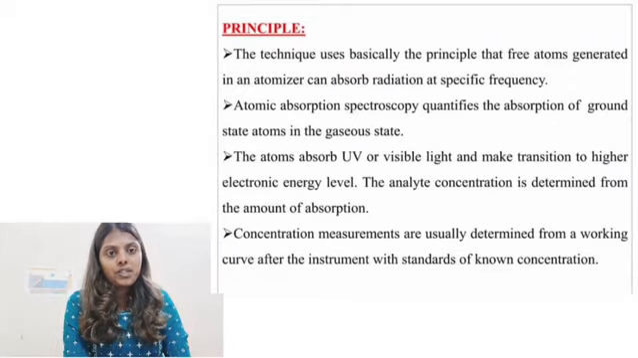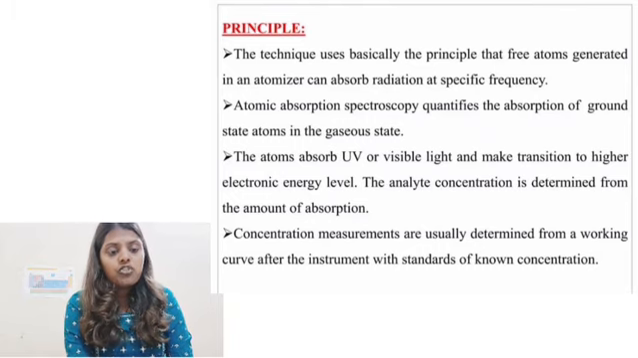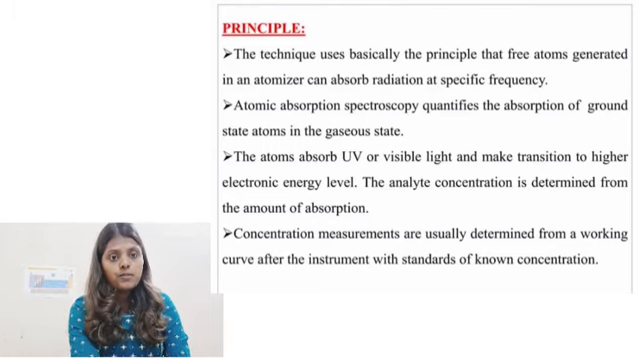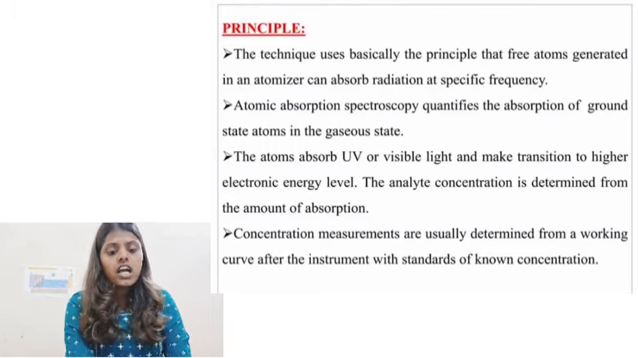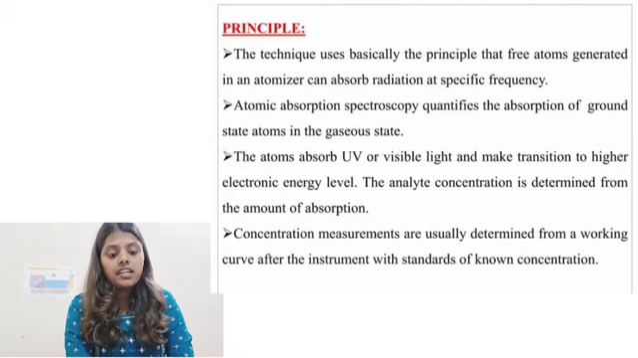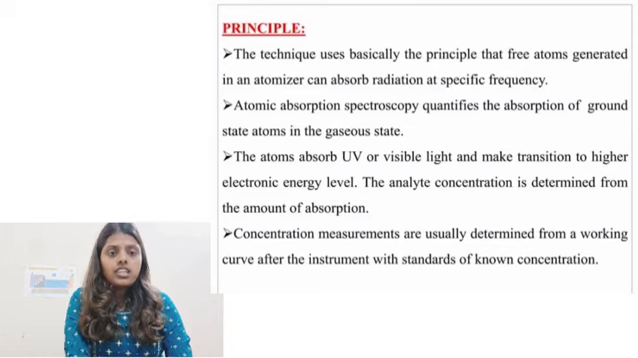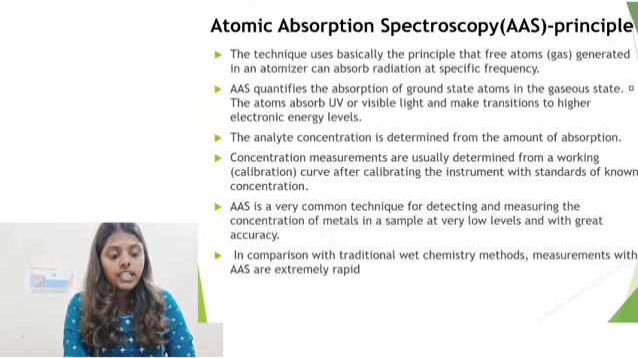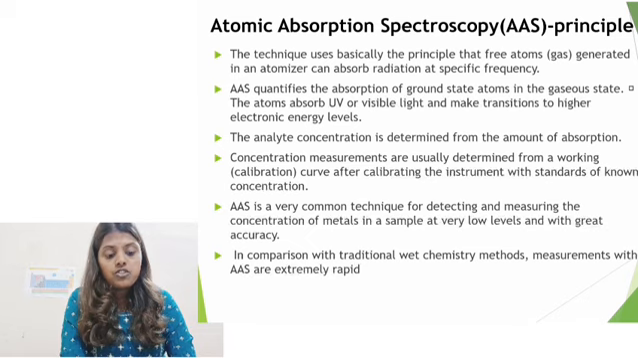The principle behind atomic absorption spectroscopy: the technique uses basically the principle that free atoms generated in an atomizer can absorb radiation of specific frequency. Atomic absorption spectroscopy quantifies the absorption of ground state atoms in the gaseous state. The atom absorbs the UV or visible light and makes transitions to a higher electronic energy level. The analyte concentration is determined from the amount of absorption. Concentration measurements are usually determined from a working curve after calibrating the instrument with standards of known concentration.